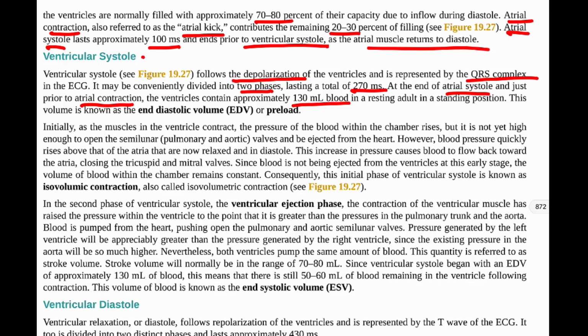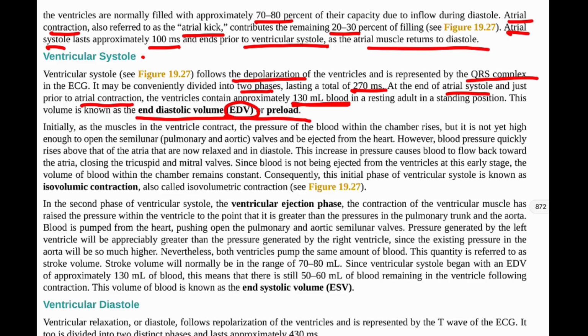So this is just an average number, 130. This volume is known as the EDV, or the end diastolic volume. Okay, so this is the end of diastole of the ventricles, because now we're moving into systole of the ventricles. So the end diastolic volume is 130 milliliters of blood.